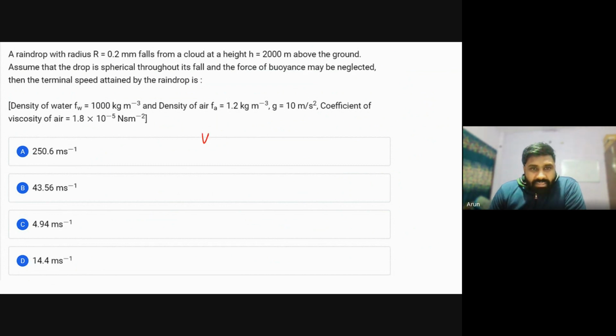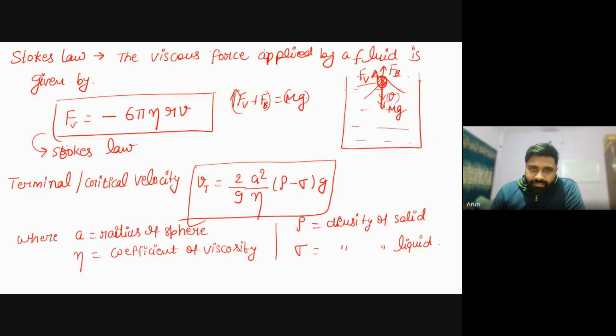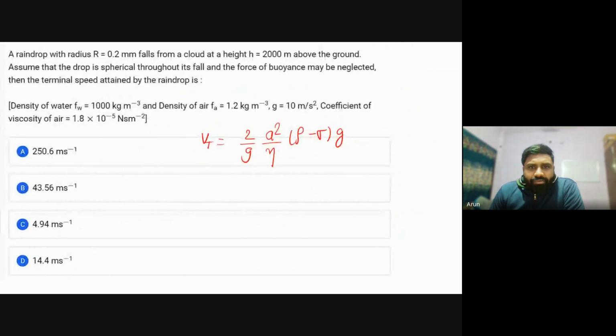So terminal speed, we know that 2 by 9 a square, which is radius square, divided by eta into rho minus sigma into g. This is the formula we have learned. So all the data is given to you. A radius is given to you as capital R, 0.2 mm. Okay. Density of water is given. Density of air is given. Since in this question, water sphere or drop is traveling through a fluid which is air.